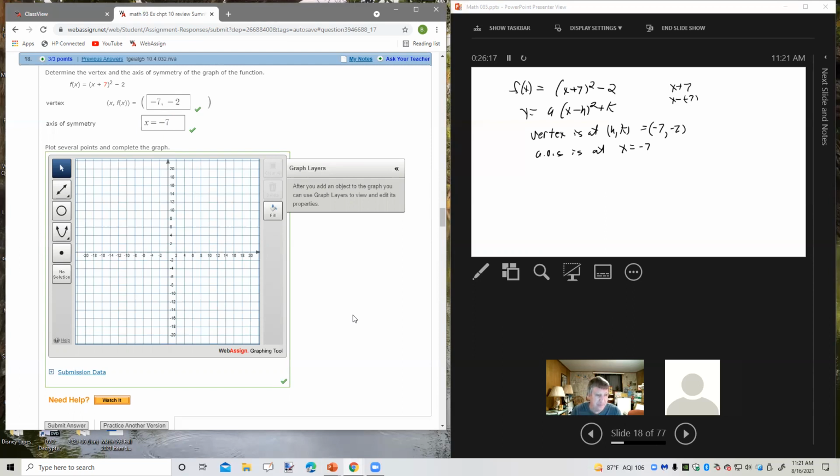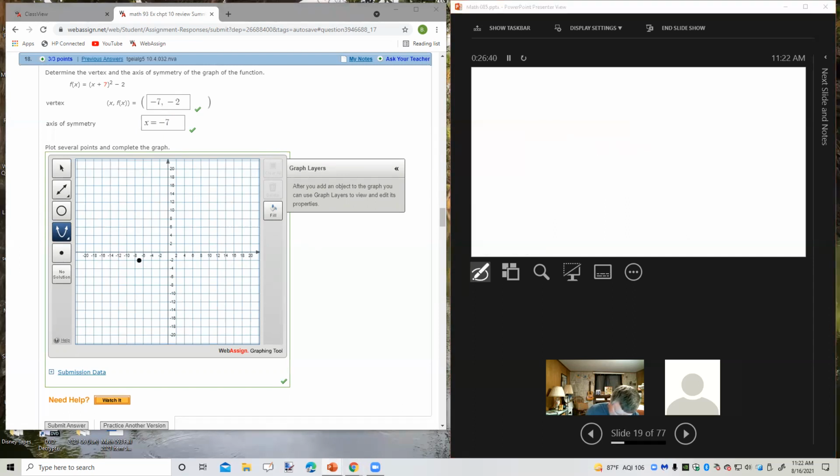one other point, okay? So I'm going to click on the parabola till it's blue. I'm going to click on the vertex. Careful, my scale is in each square is 2 units. So -7, -2 would be right there, okay? But now I'm going to come over here and, oops, go back there. All right, so I've got -7, -2.